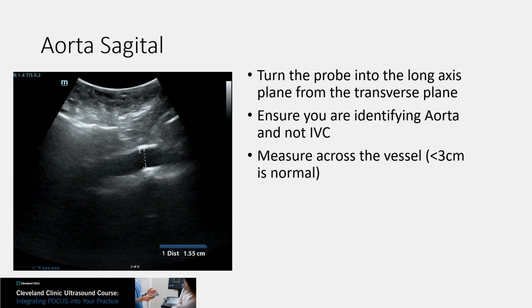You'll turn the probe in long axis from the transverse plane, confirm that you are on the aorta, looking for that thick-walled, non-compressible vessel, and you can confirm this with pulse wave Doppler if needed. Again, measure across the vessel, demonstrating that less than 3 centimeters should be normal.